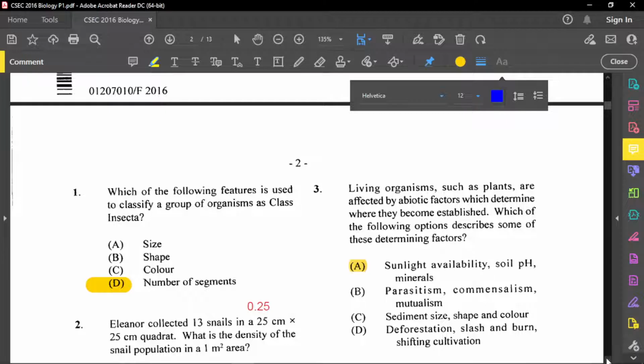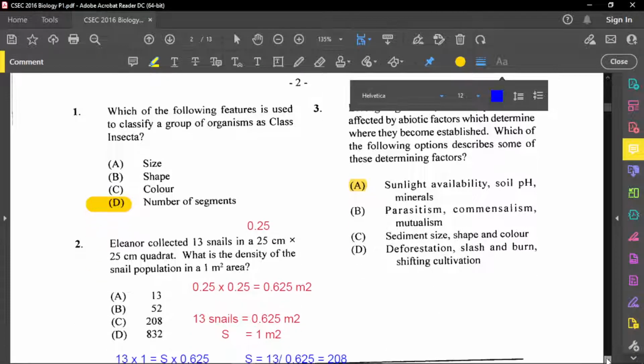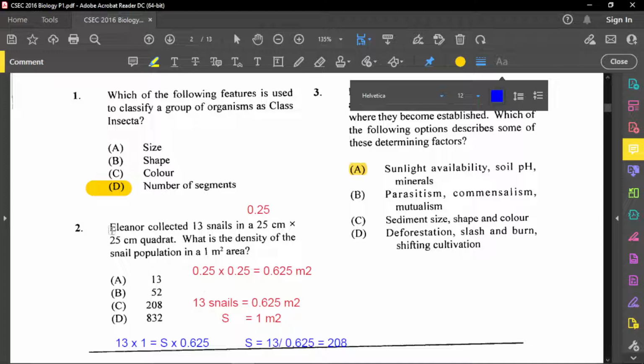All right, so let's go into the next question, which is question number 2. Question number 2 said that Eleanor collected 13 snails in a 25 centimeter by 25 centimeter quadrat. What is the density of the snail population in 1 meter square area? Now, I use a method that I think can be easily followed by most people, so let's run through it and show you what I did. I converted my centimeters into meters by dividing by 100. Hence, 25 centimeters is equal to 0.25 meters.